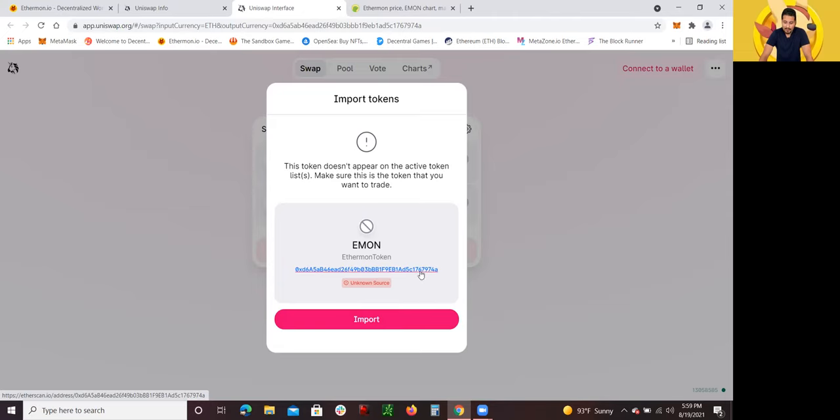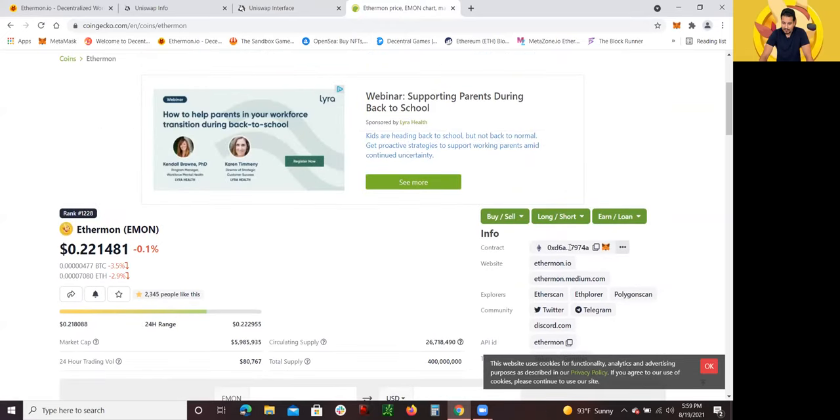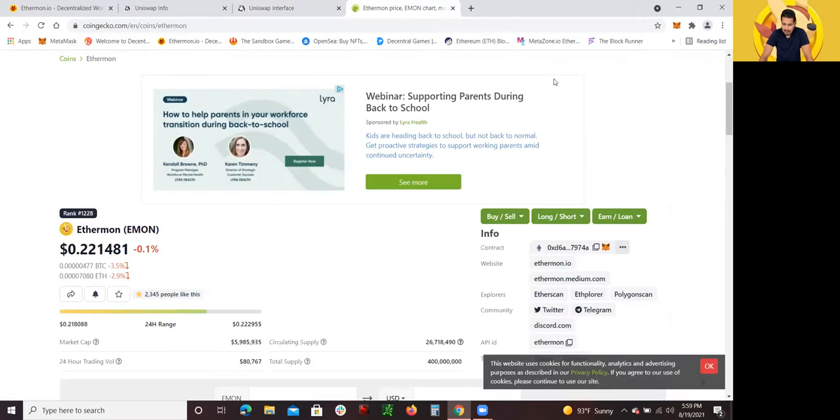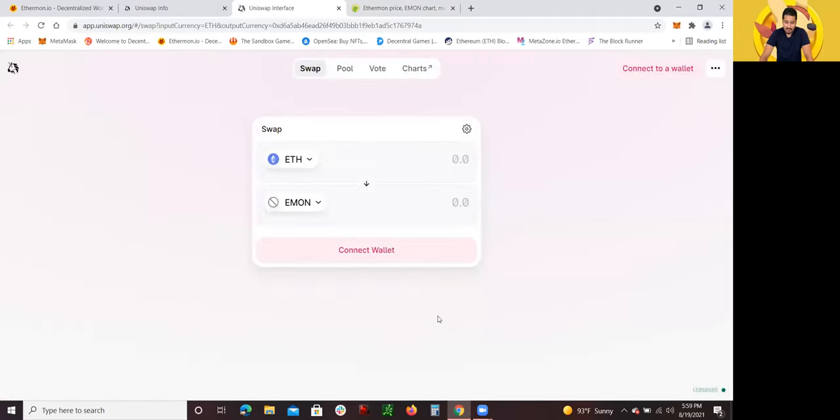the address. The way to do it is to make sure this address is similar to the one on CoinGecko. You can see the last four, that's actually five characters. Yep, 7974A, and you have 7974A. Then you look at the first characters, 0xD6A, 0xD6A. So yep, it looks pretty good to me. So what I want to do is get 100 EMON.